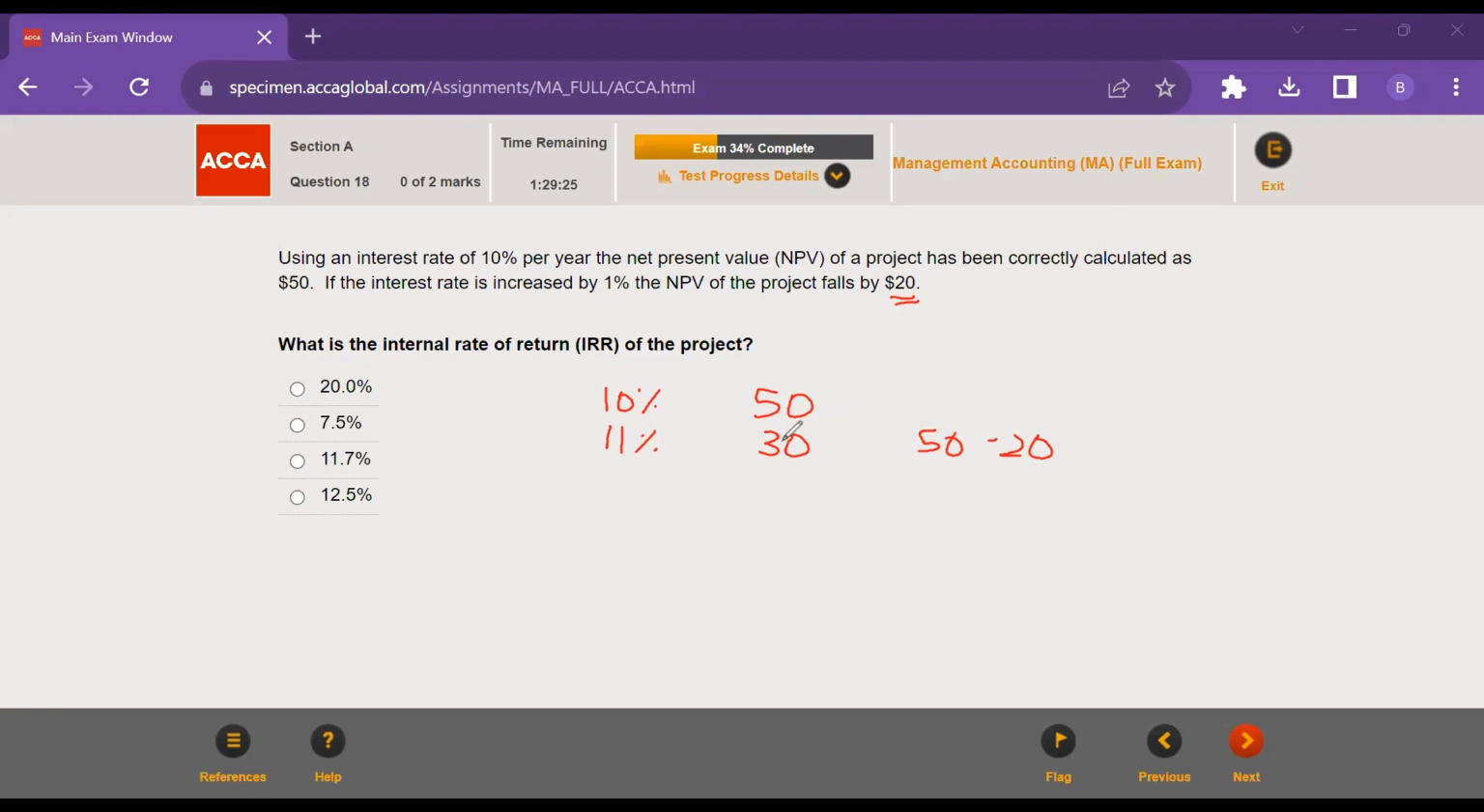So similarly, if I go to 12%, the NPV will again be 30 minus 20. This will give me $10. So therefore, at 13%, it will be again 10 minus 20, which will give you minus 10. So somewhere in the middle, your NPV will come to 0, and the middle of 12 and 13 is nothing but 12.5%. So this is the right answer.